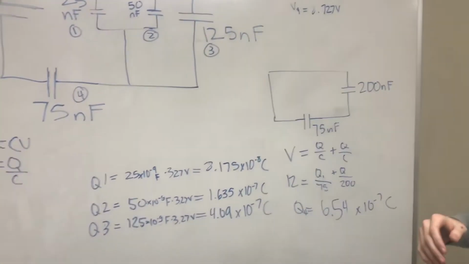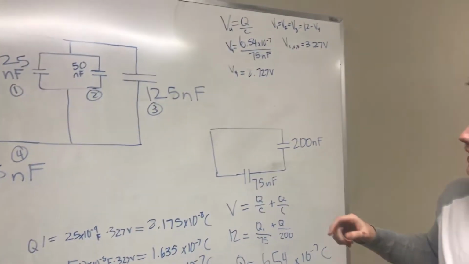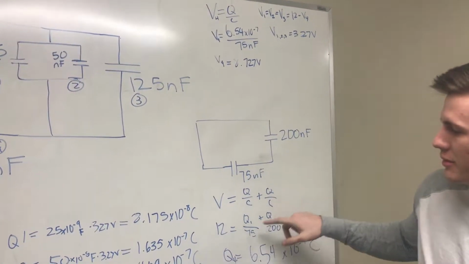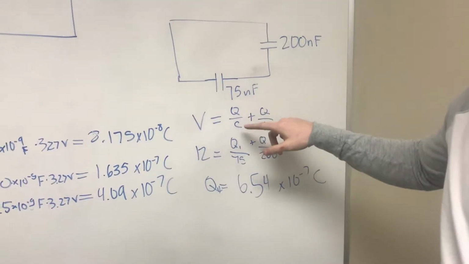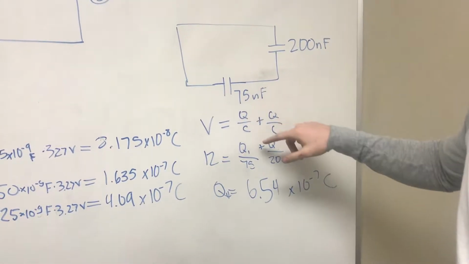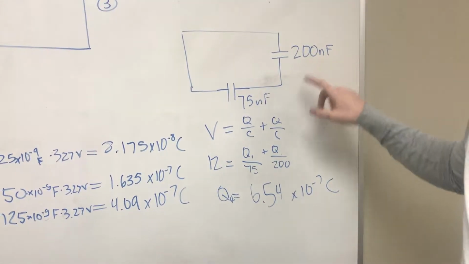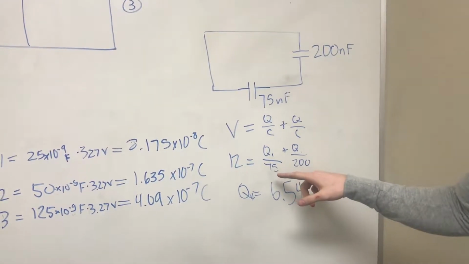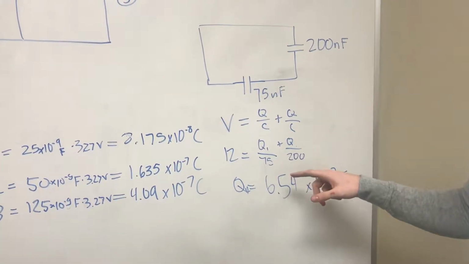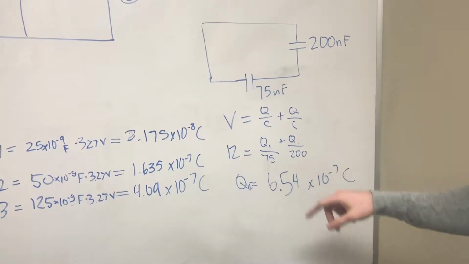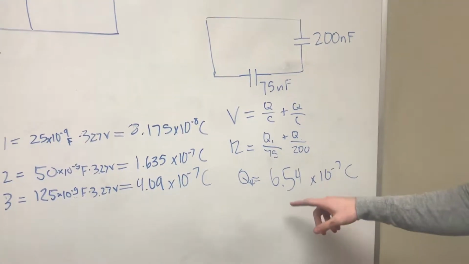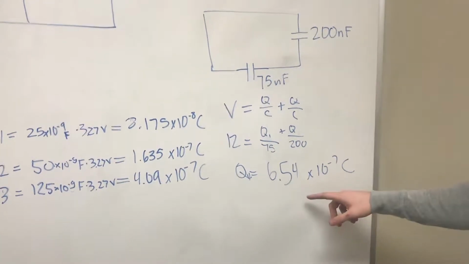Because they're in series, they're going to have the same charge. So our formula is V equals Q over this capacitance plus Q over this capacitance. Plug in those numbers, 75 times 10 to the negative 9th and 200 times 10 to the negative 9th. It gives us a charge of 6.4 times 10 to the negative 7.